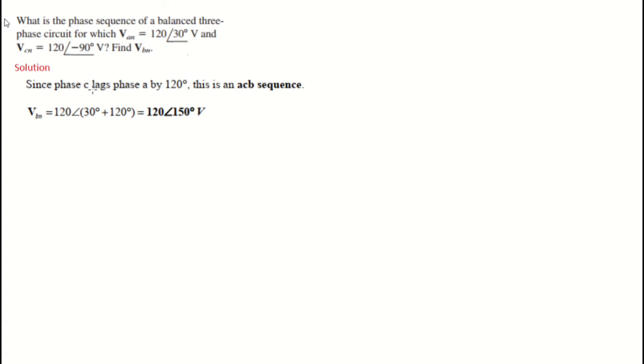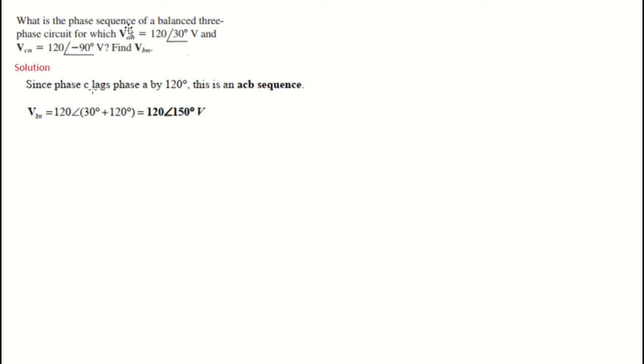So this week is week 12. So we're going to continue on the tutorial on chapter 4, three-phase circuits. So let's look to our first question. So what is the phase sequence of a balanced three-phase circuit for which VAN, so this is the, call it a line voltage.